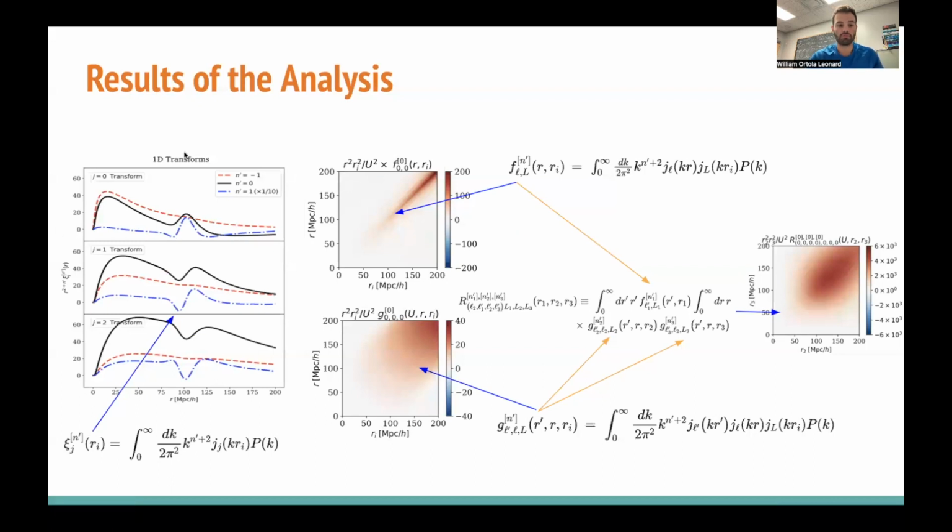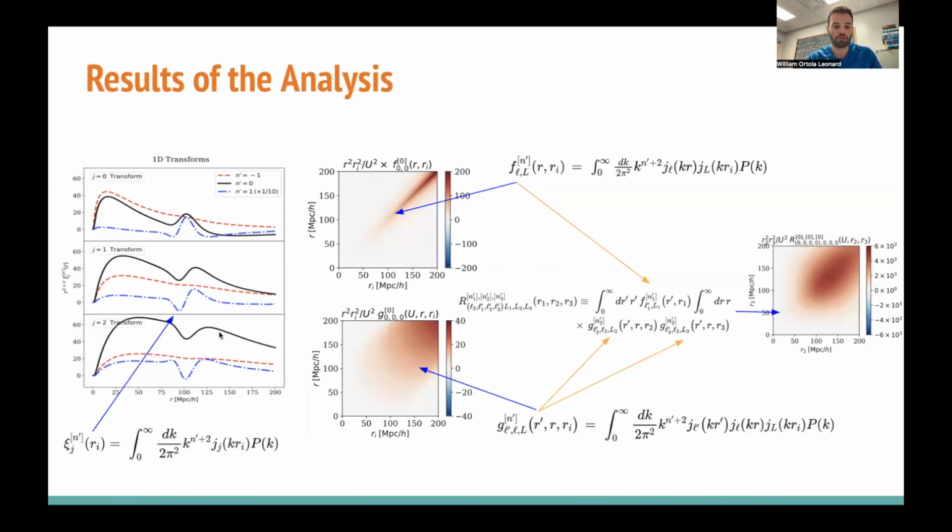If we look at the leftmost part here, we have the radial integral for one of the vectors. In this case, Ri will represent R1, R2, or R3. And we have the integral over one spherical Bessel times the power spectrum. If we look at the upper plot here for the black line, which represents the J equals 0 spherical Bessel order and the power n prime equals 0, we see that we can reproduce the 2-point correlation function as would be expected from this integral.